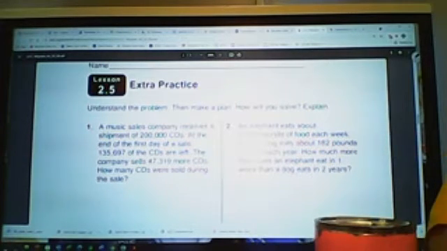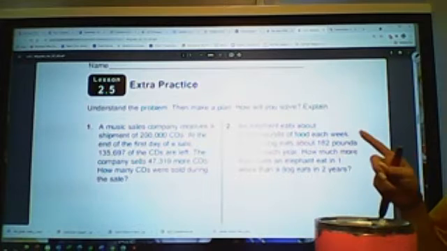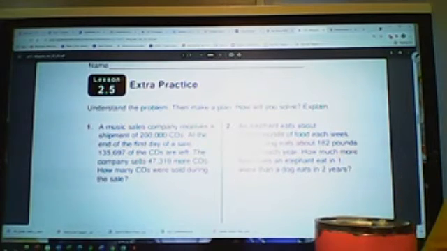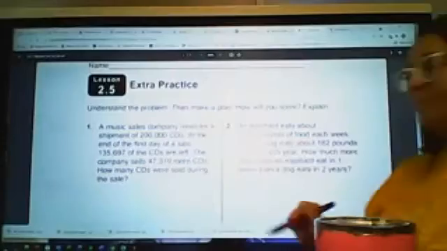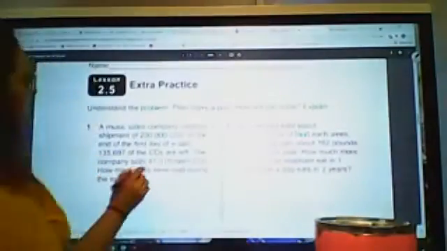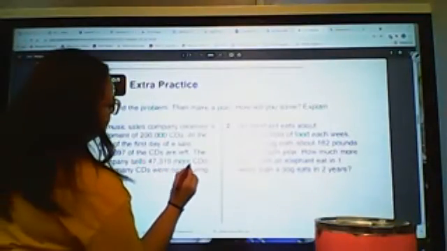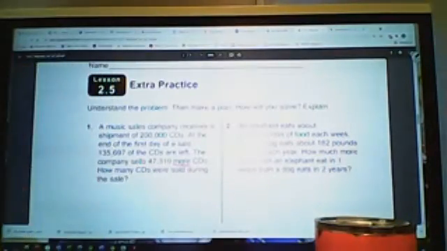Divide the 4,007. The 47,319? Yep. It says more. Okay, it does say more. So that is a clue word. If we're talking about more, are we adding something or are we subtracting something? Adding, okay.